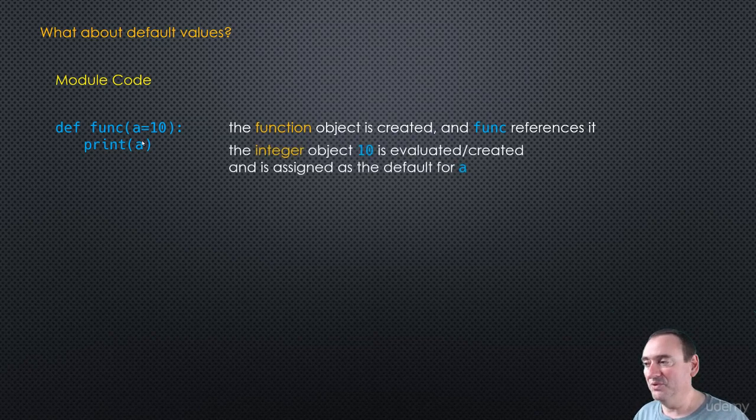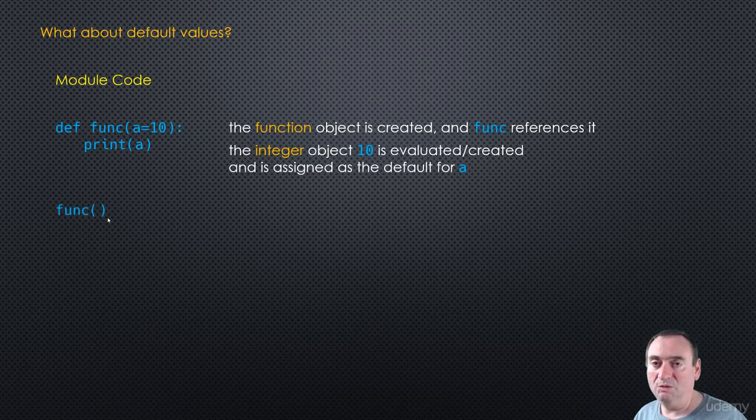But also what happens is that the default value is being evaluated and created as an object, and the default for a is then referencing that object in memory. So that object, once def has run, this object 10 now exists, right? It is an object, and the default for a points to that object. Again, the function itself actually is not run, it's just being defined, it's being created.